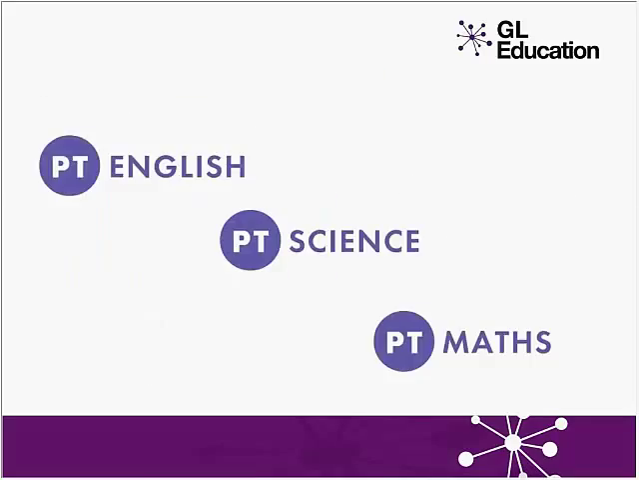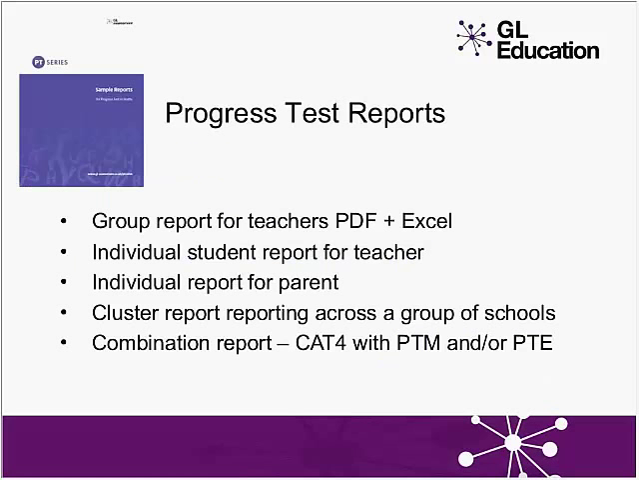Okay, so what I would like to do now is talk you through the different reports that are available. It's standard to all the progress tests, English, maths and science. They will all have exactly the same format, in the sense that you will always get a group report for teachers, but you will also get the Excel data, which means that you can manipulate the data available and personalise it within your schools and do extra stuff as and when you want.